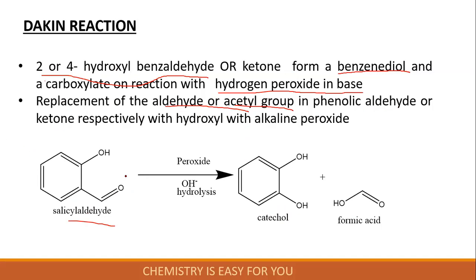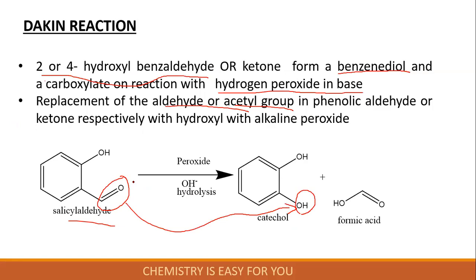For example, here this is the CO group. This CO group is directly replaced by an OH. Only that much is the reaction. You have to keep only that in your mind, and it is very simple. This is the shortcut to memorize the Dakin reaction.